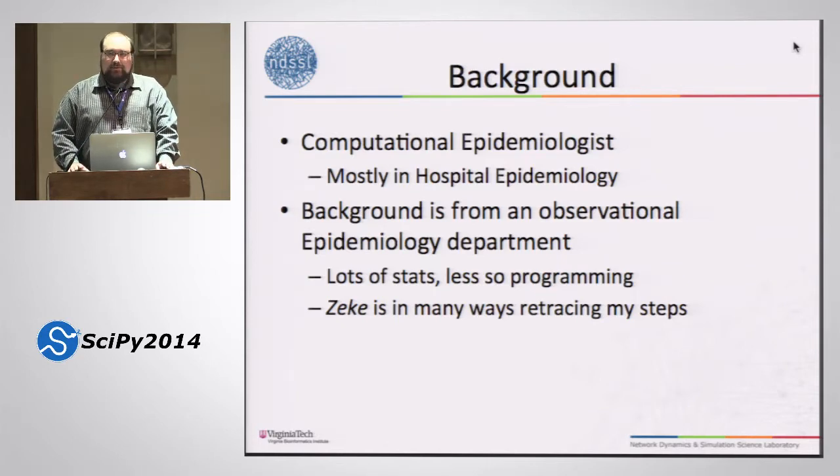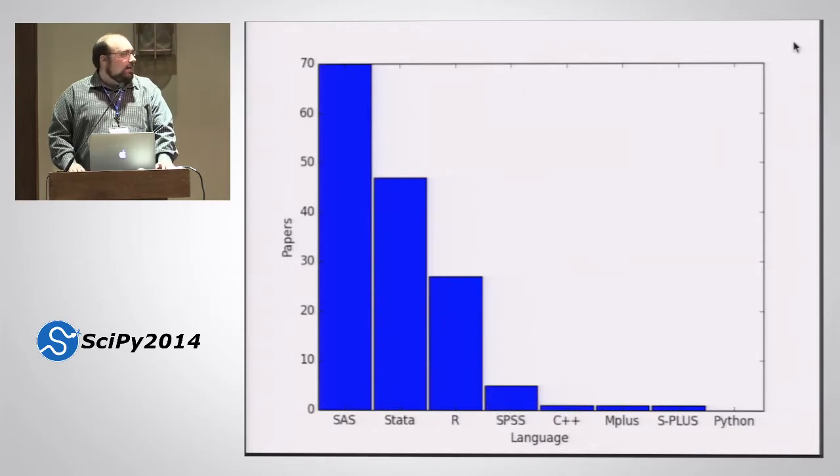So Zeke is actually in many ways me trying to retrace my steps, going from essentially a second-year graduate student who had never really used Python to where I am right now. In terms of language usage and the background of people I'm targeting for this, this is an informal survey of the papers in the two major epidemiology journals, Epidemiology and the American Journal of Epidemiology, published this year that report what software they used.